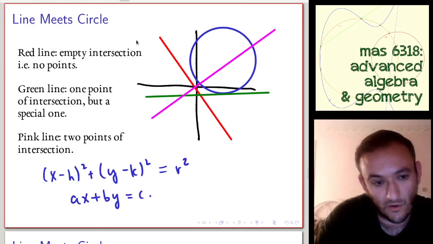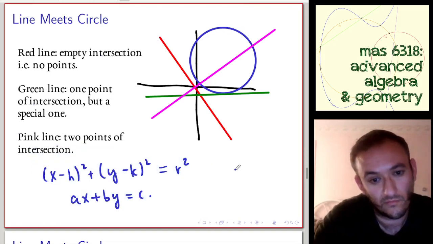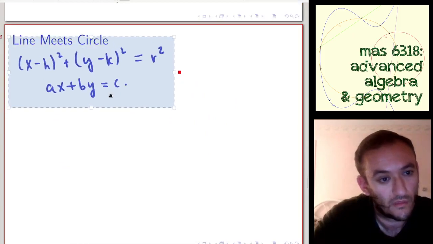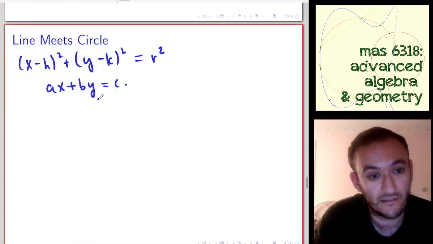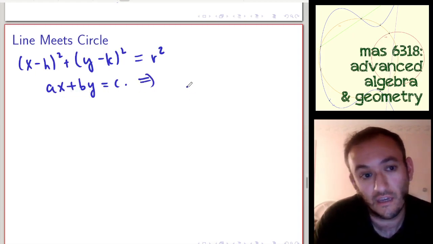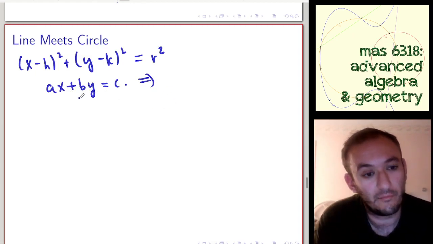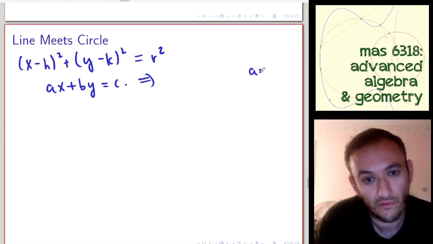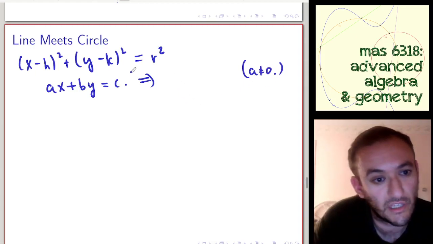So let's take these equations and see how we can solve them as a system of simultaneous equations. The easiest way to do that will probably be to solve for x or y here and plug it in. So let's assume that a isn't 0. We're going to make that assumption, which, if it's not true, you can cover that case separately.